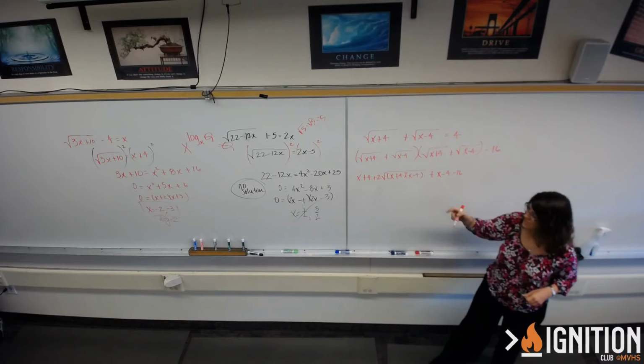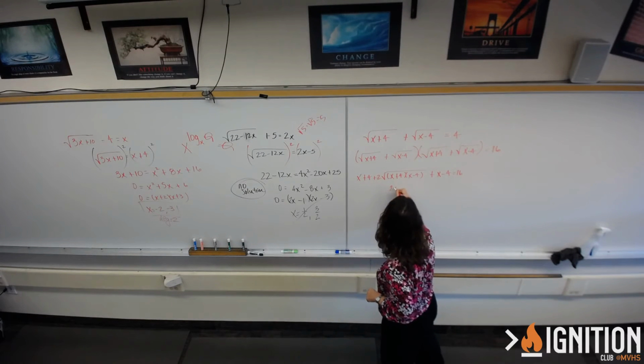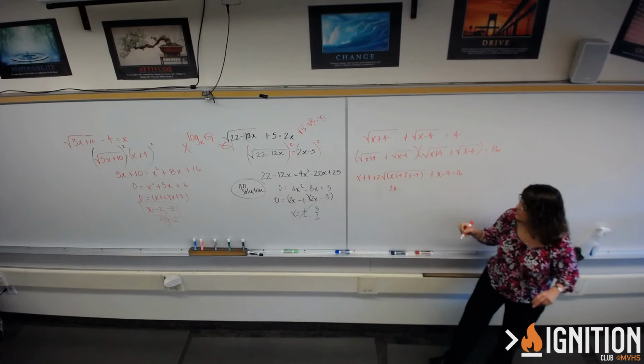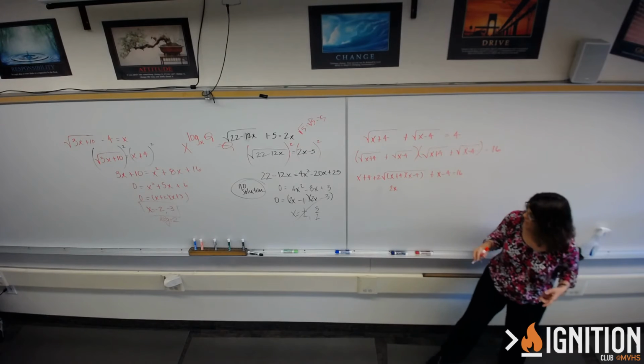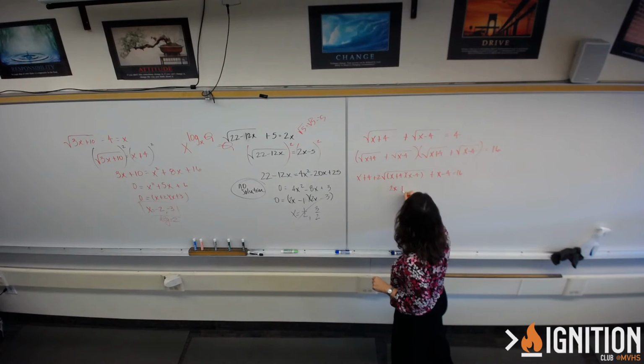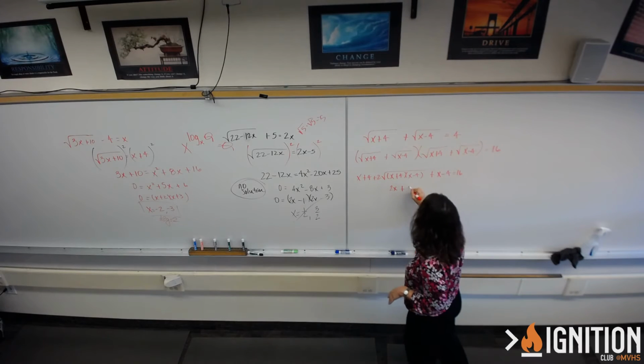X plus X, 2x. 2x, awesome. Yeah. Oh, how cool is this? 4 minus 4, see ya. That's nice. And then I have plus, wait, did I do this right? Okay, plus, thank you, 2x plus 4x.